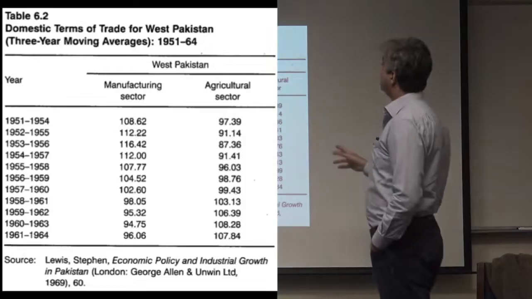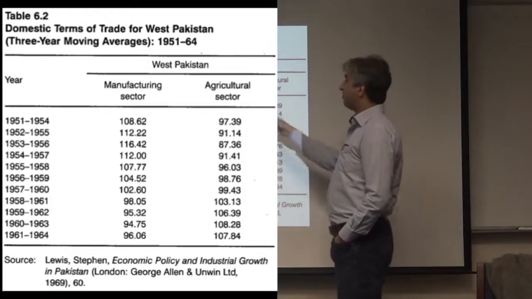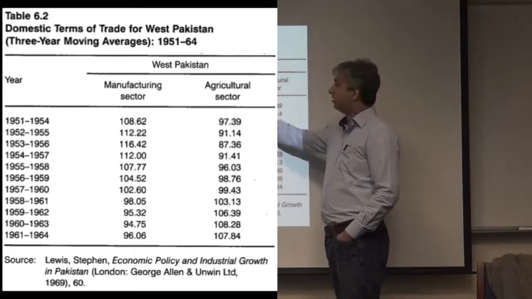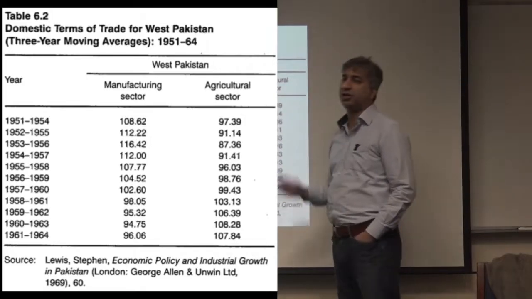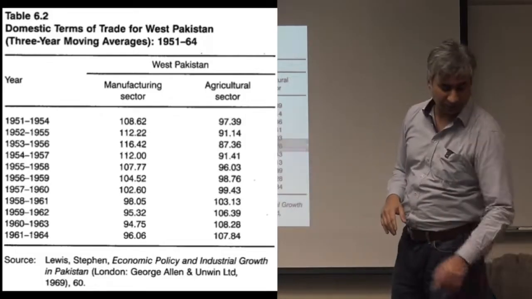When you look at the terms of trade between agriculture and industry, you see that if the parity would be that both would be at 100, you see that agriculture is continuously underwhelmed by industry. So resources are moving towards industry rather than the other way around.